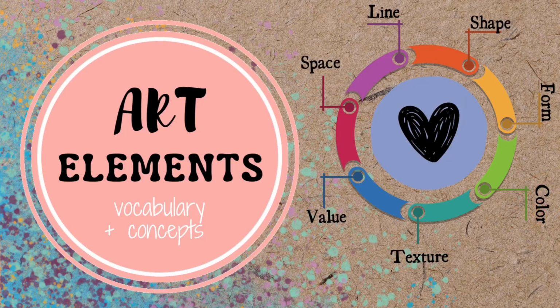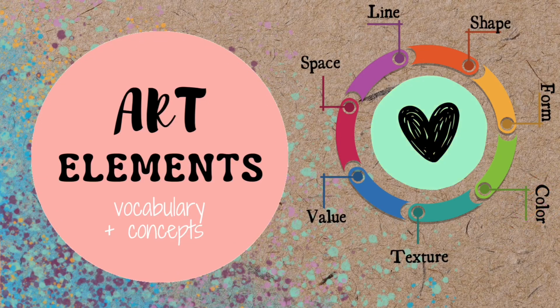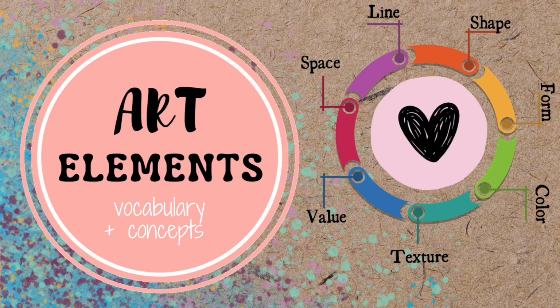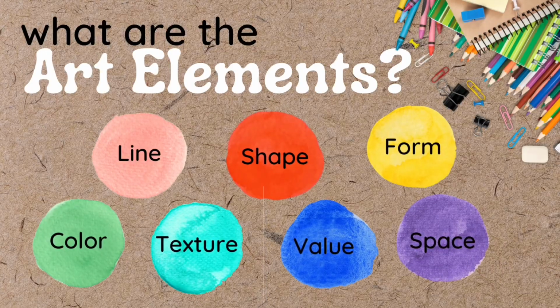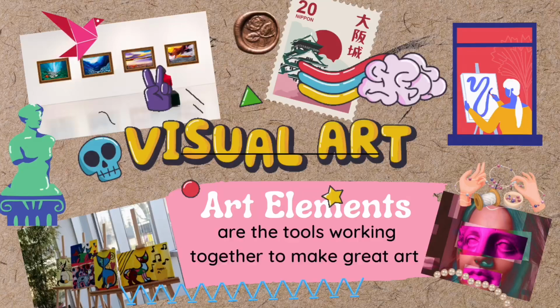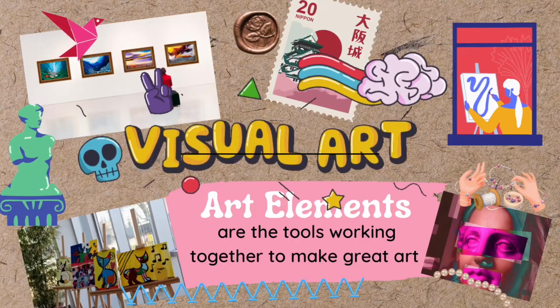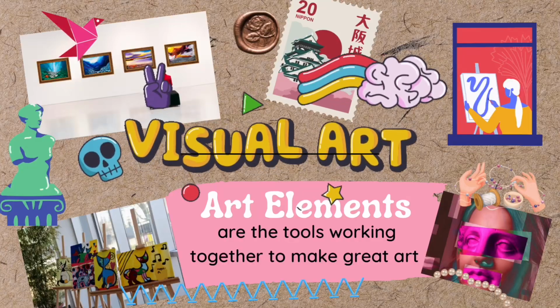Today in Vocabulary and Concepts, we'll be learning about the art elements. What are the art elements? Line, shape, form, color, texture, value, and space. In the visual arts, art elements are the tools working together to make great art.